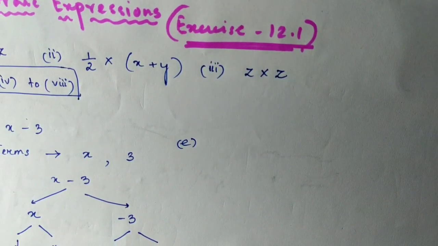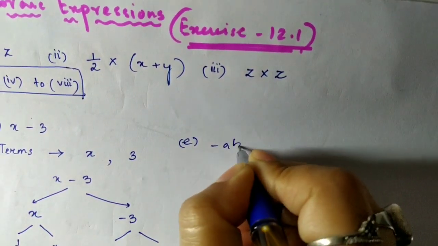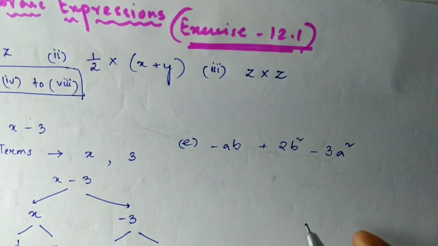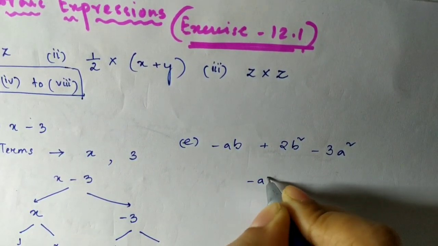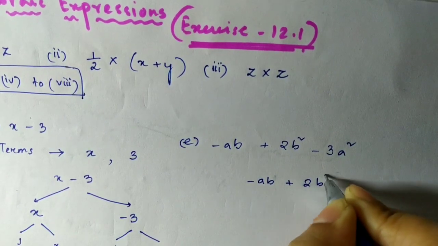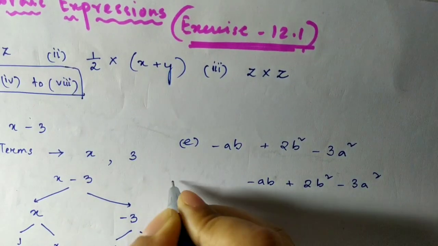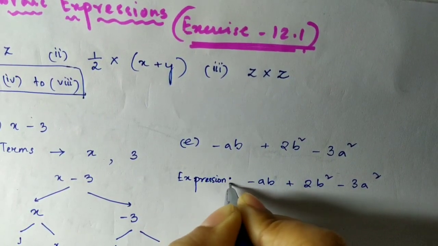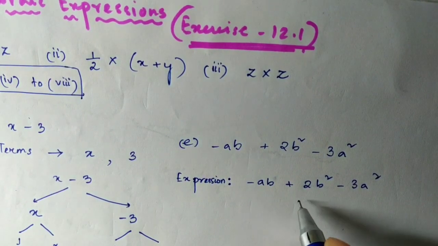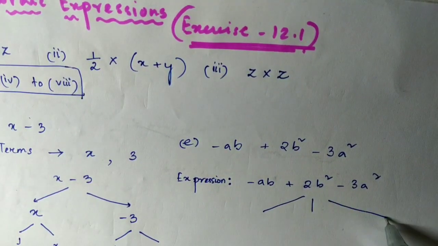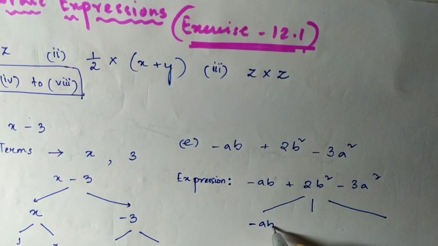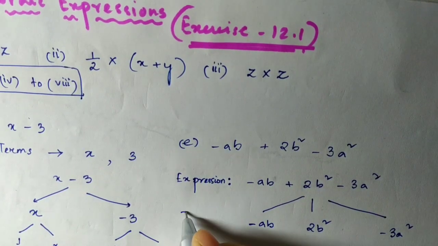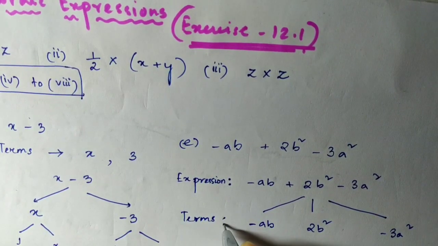In question number E, the expression is given as minus ab plus 2b square minus 3a square. Okay, so first I will write down what is given. This is the expression given, minus ab plus 2b square minus 3a square. You can write on the side, this is the expression. Sorry for the thing. Now what are the terms? It has 3 terms, right? One is minus ab, this is 2b square, and minus 3a square. So these are the terms here. Okay, we have 3 terms here.